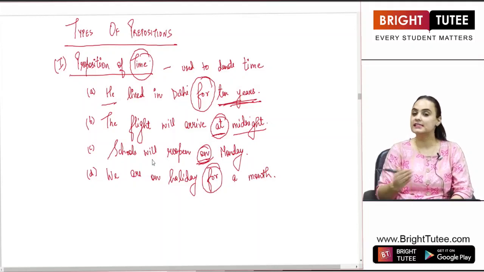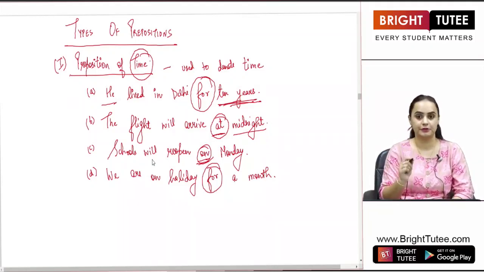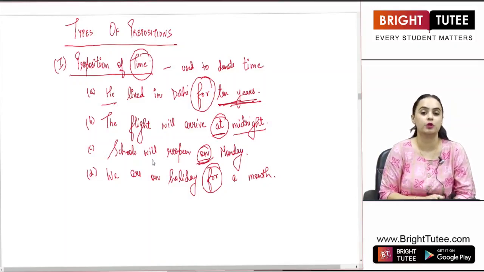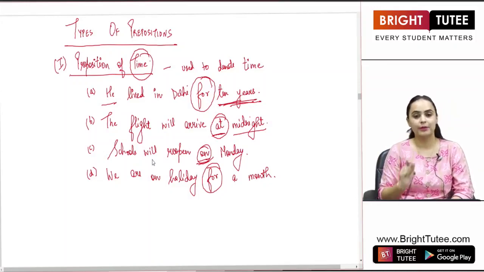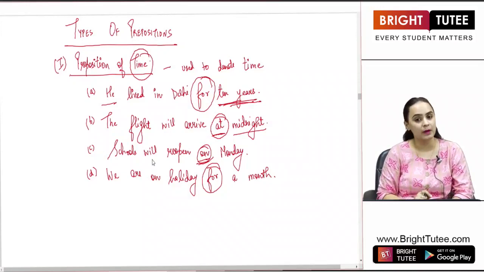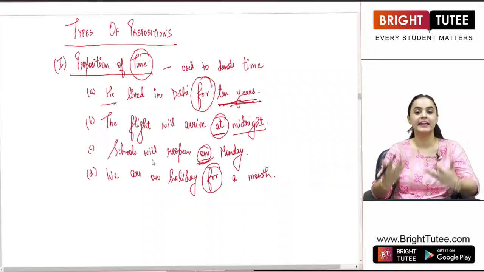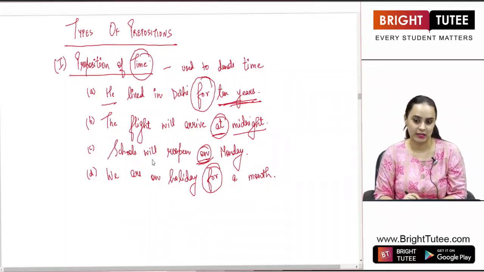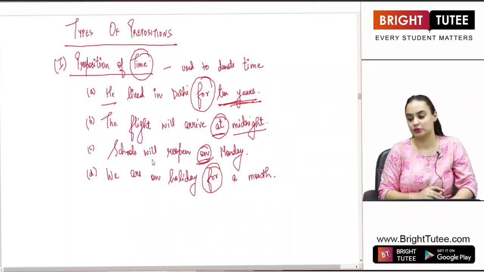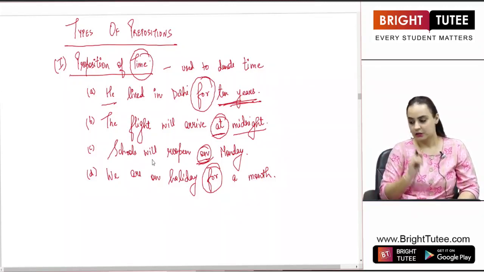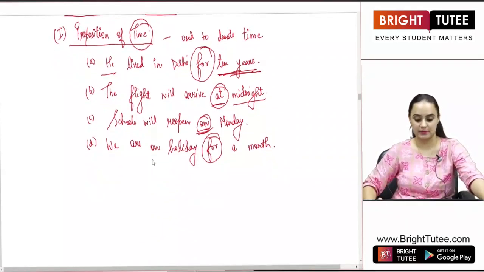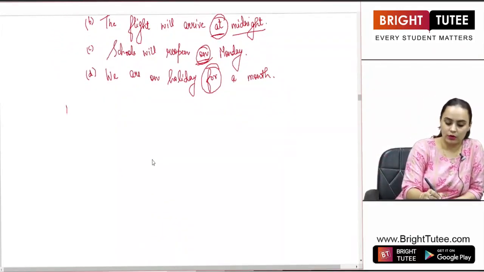So all these sentences I have written to tell you how to identify the preposition of time. That preposition which will help us to identify what is the time for the action to take place, that is the preposition of time. So a few prepositions of time that we have. What are those prepositions of time?